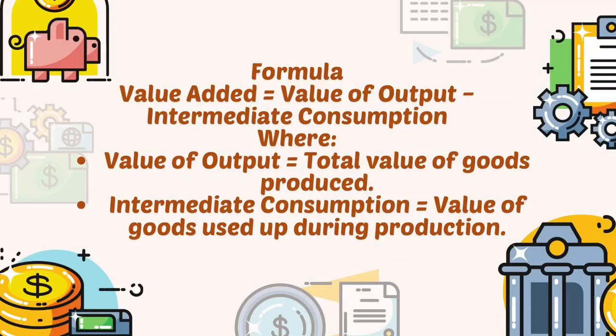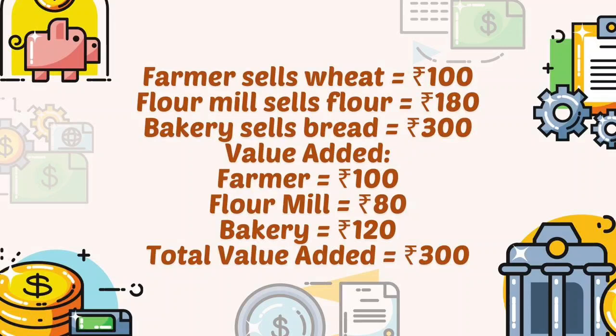Now that we know what value added means, let's solve a simple example together. Imagine there are 3 producers involved in making bread. The first producer is a farmer. He grows wheat and sells it to a flour mill for 100 rupees. Now think carefully. Did the farmer purchase any raw material from another producer to grow this wheat? For this simple example, let's assume no.